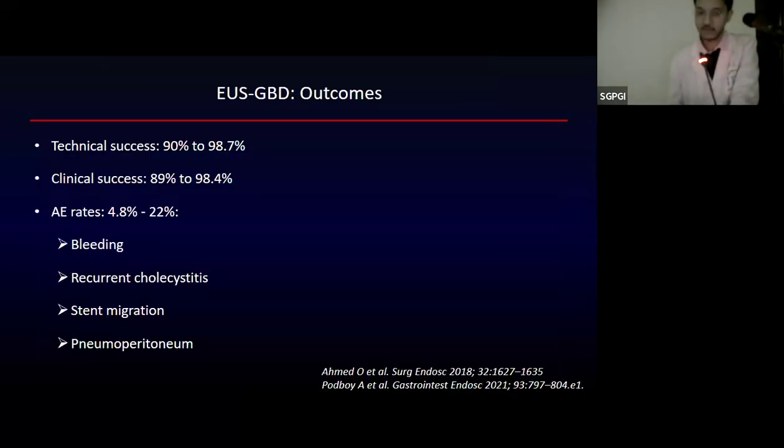Now, regarding the outcomes with EUS guided gallbladder drainage, the technical success rates are above 90%, reaching even 98.7%. Clinical success rates are again from 90 to 98%. Adverse event rates are between 5 to 20%, including bleeding, recurrent cholecystitis, stent migration, and pneumoperitoneum.